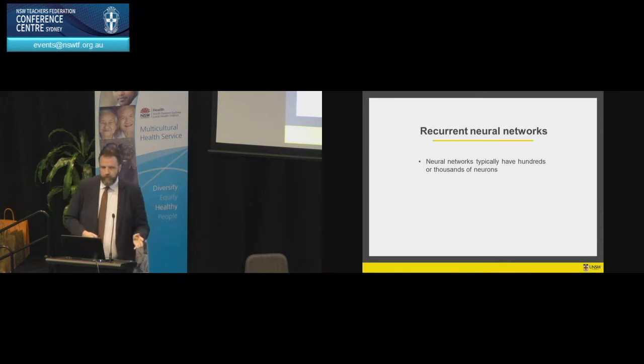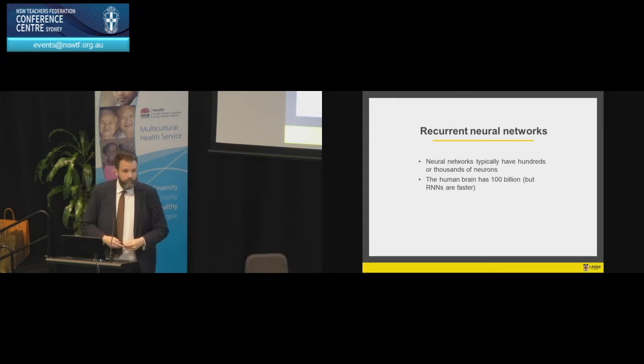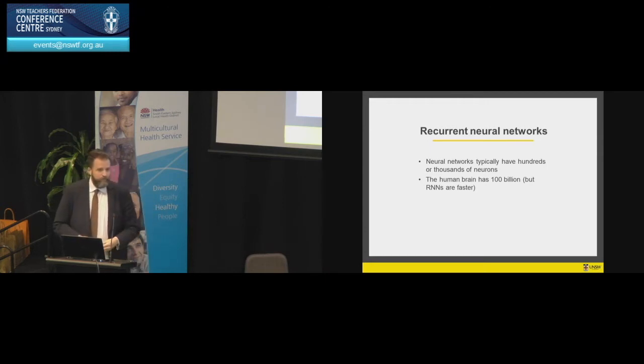What's important to note is that neural networks typically have hundreds or thousands of neurons. Contrast that with the human brain that has about 100 billion neurons. But recurrent neural networks run a lot faster than neurons. They fire more often than human neurons can.